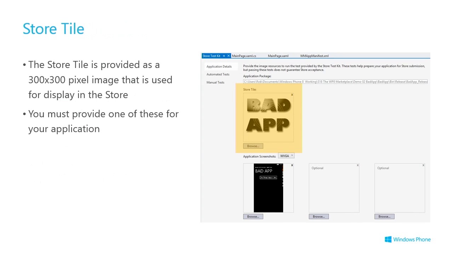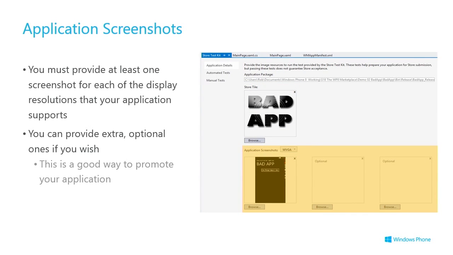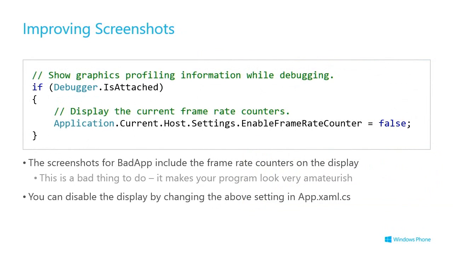You need to supply a store tile, which is a 300 pixel image that is used on your page for your app in the store app. And then you've got to supply at least 1 screenshot for each of the display resolutions that your application supports. You're only required to enter 1, but it's a really good idea to go to town on this and supply quite a few, because the more screenshots you can show, the more you're showing to your potential purchasers what your application looks like when they're using it. And this is a very powerful way of persuading people to choose your app and pay the money to install it. So how can you get screenshots?